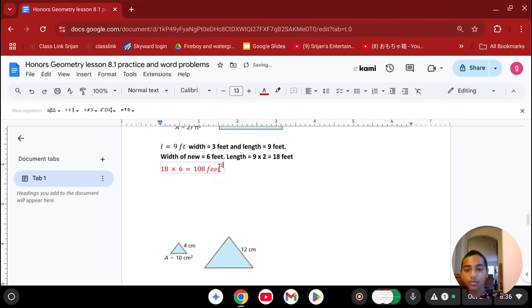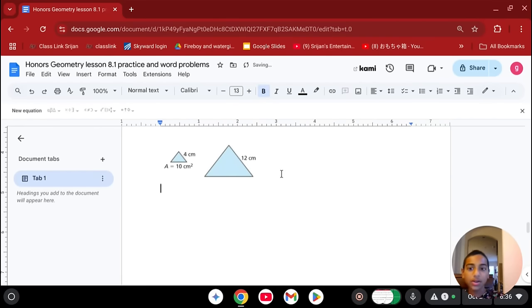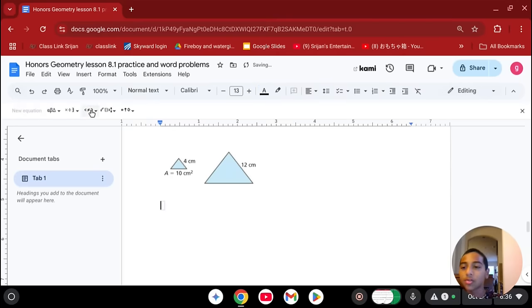Feet squared, missing that, feet squared. Now let's do one more example. Here we have a triangle. Same thing, we're still figuring out area. This time, the same thing, we already gave the area of the smaller one. So let's write the area of a triangle formula.